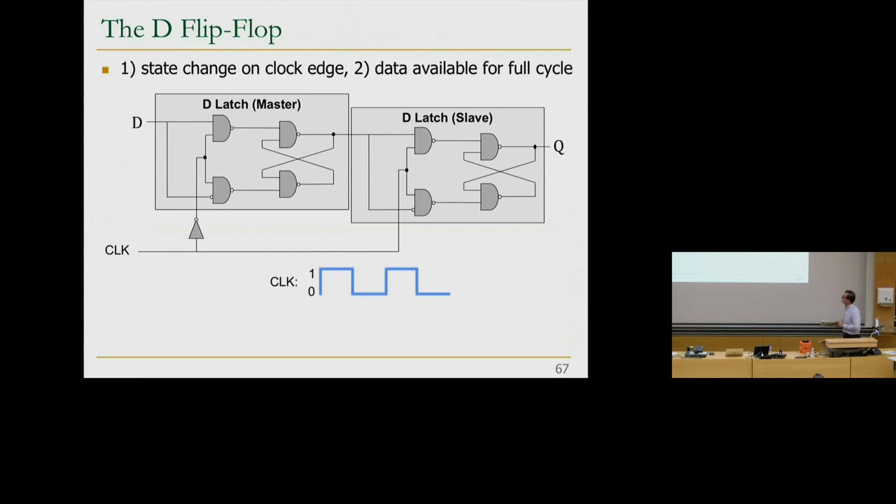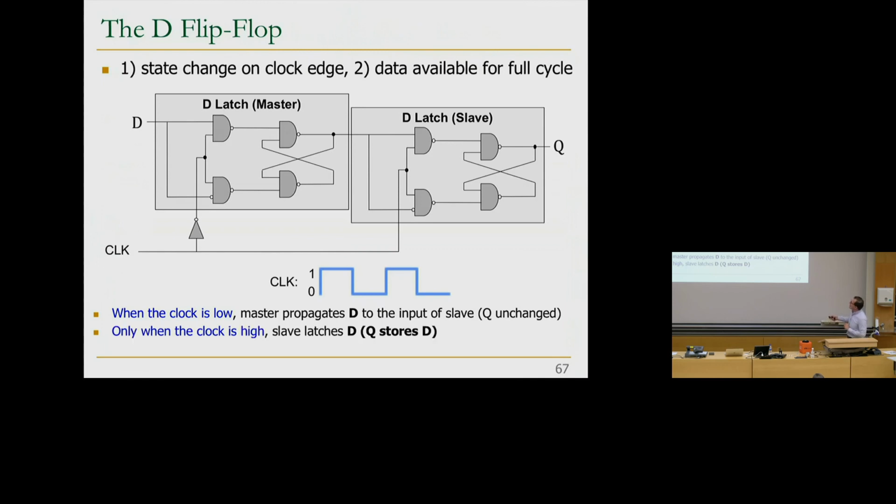Now, what does this do? Let's take a look at what happens when the clock is low. When the clock is low, the value of the master over here gets propagated to the D input of the slave, right? When the clock is low, you set the write enable signal to 1 over here. So Q is still unchanged. That's exactly what we want. Now, only when the clock is high, the slave latches D. Basically, Q stores D. When the clock is high, this Q gets the value from here.